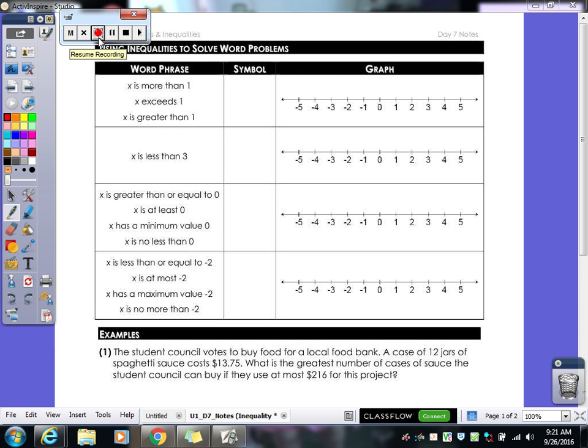So what we're going to work on today are our inequality word problems. We've done our regular equations and we did word problems with our regular equations. Last class we solved our inequalities, so now we're going to do some word problems that involve our inequalities.